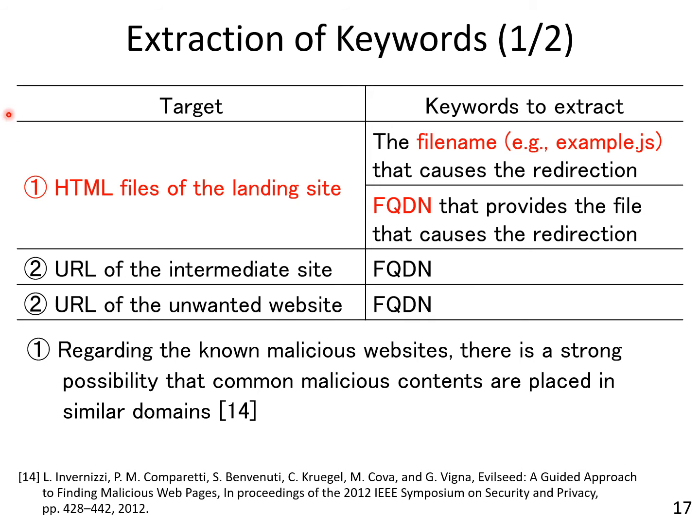This table shows the keyword to extract for keyword search and blacklist. Regarding the non-malicious websites, there is a strong possibility that common malicious contents are placed in a similar domain. Therefore, we extract the file name that causes the redirection and the FQDN that provides the file that causes the redirection from HTML files of the landing site.